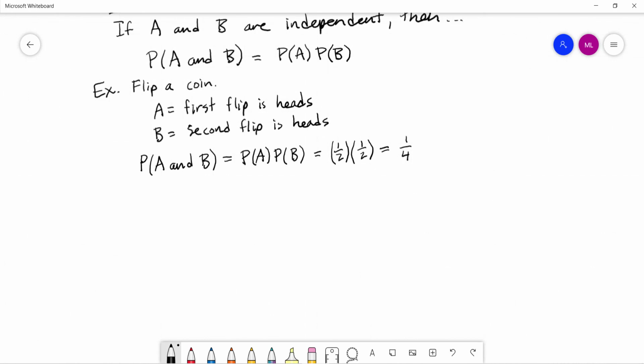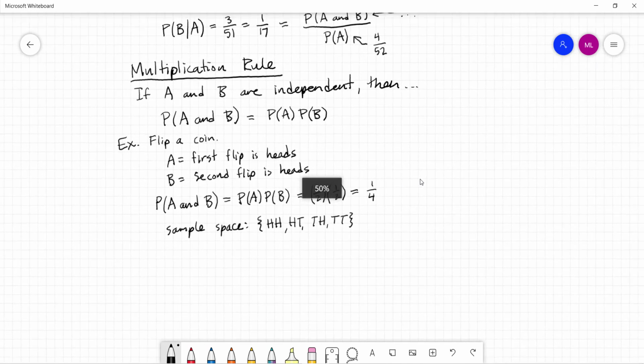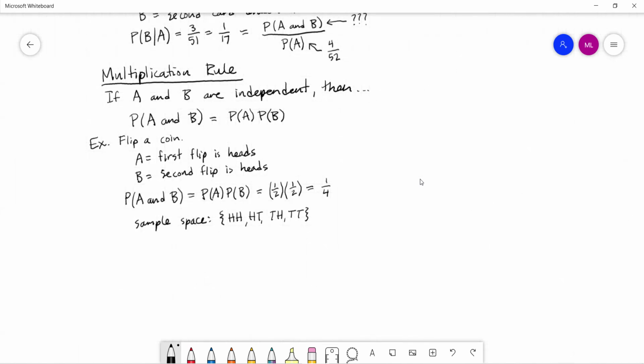And as we saw back when we did the sample space for this scenario, we saw that we could get heads, heads, heads, tails, tails, heads, or tails, tails. And sure enough, what's the probability of getting heads on both the first and second flip? It is a 1 in 4 chance. So it matches the way that we did these problems previously. So you'll be able to use this again whenever the events are independent. And it's a quick and relatively straightforward thing to do.